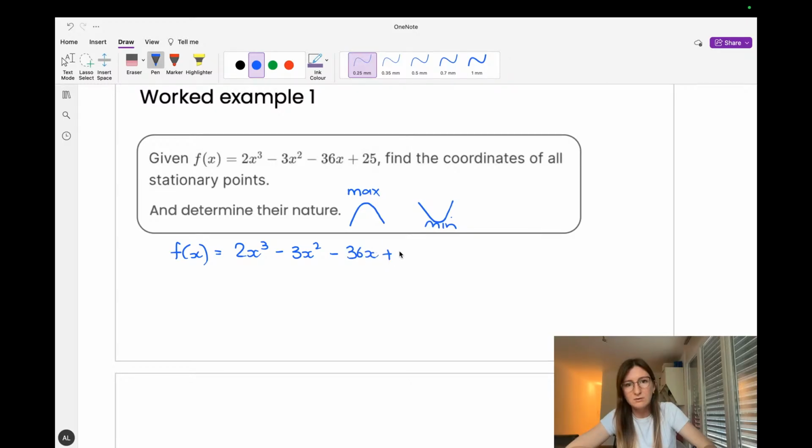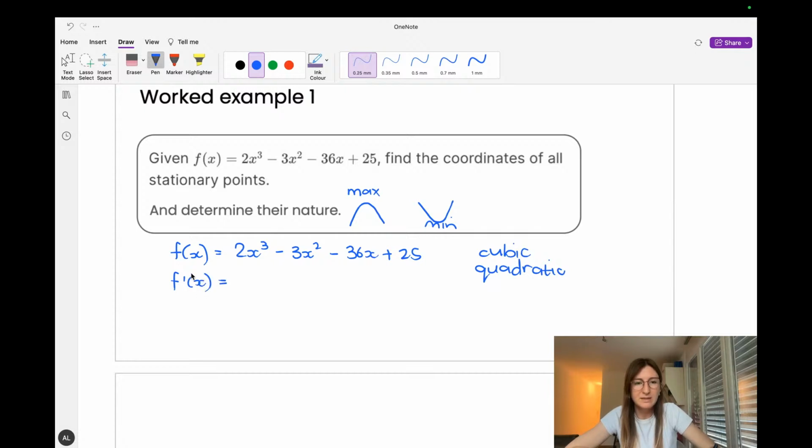Minus 36x plus 25. So already I can see this is a cubic function. Cubic, because of that 3, that's the highest power. When I differentiate this, I'm going to get a quadratic. And that quadratic is going to probably have 2 solutions, which means I could have a max and a min from my cubic. So let's see, f dash of x.